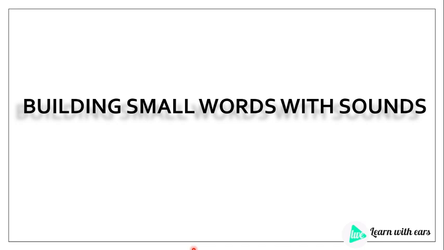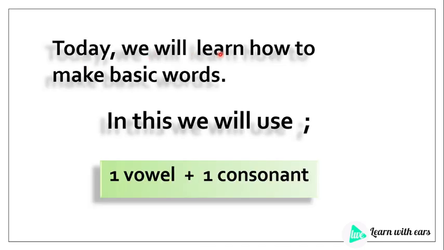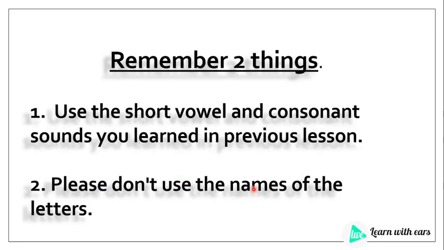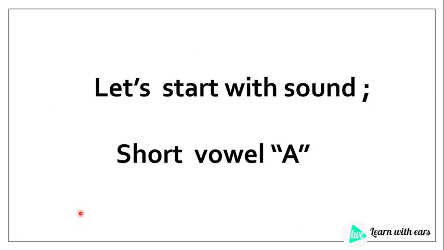Now let's get started. Today we will learn how to make basic words. In this, we will use one vowel and one consonant. Remember two things. Use the short vowel and consonant sounds you learned in the previous lesson. Okay? Please don't use the names of the letters. Use the sounds of the letters. Okay? Let's start with sound. Short vowel A first.